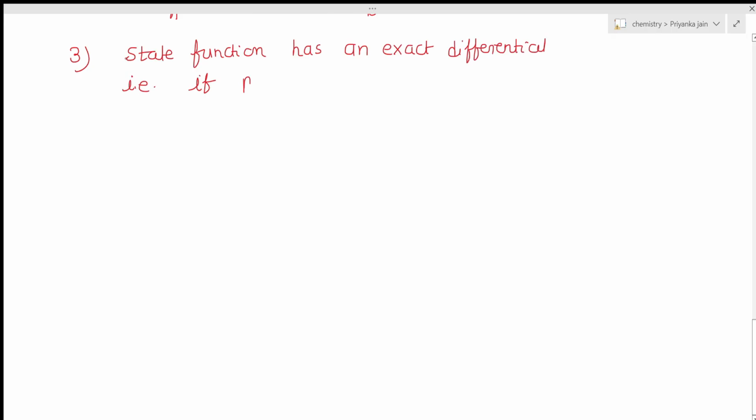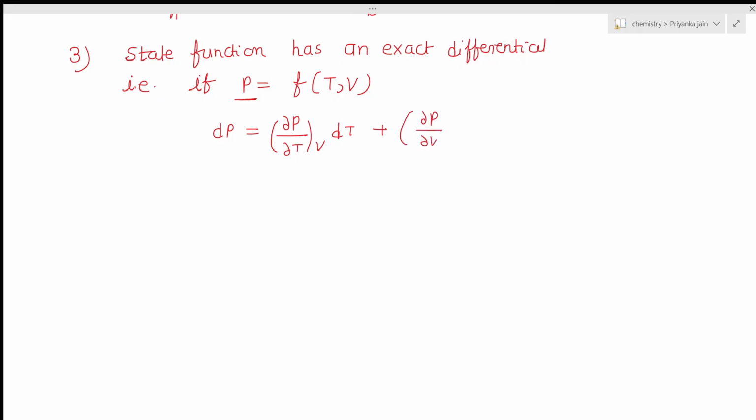Third point says that the state function has an exact differential. It means, suppose we are taking P as a function of T and V. Suppose we are taking pressure, it is a state function, and it is a function of temperature and volume, then it will be an exact differential. So we can write dP is equal to del P upon del T at constant V dT plus del P upon del V at constant T dV. Similarly, you can write for dU.